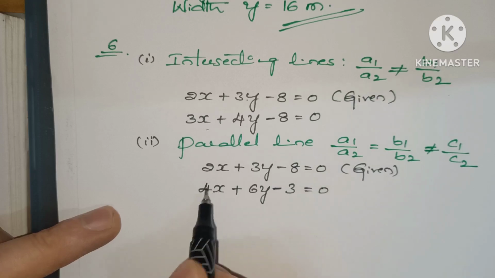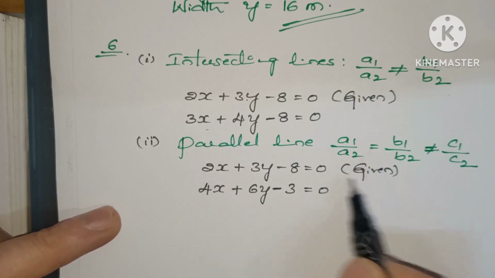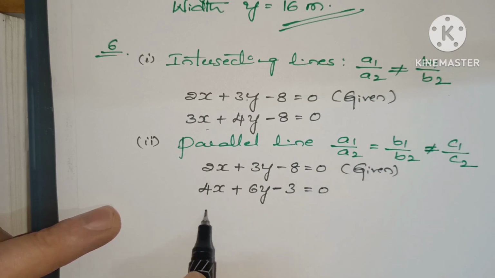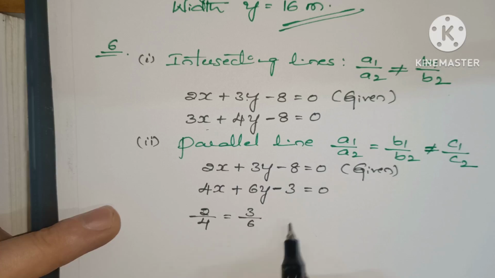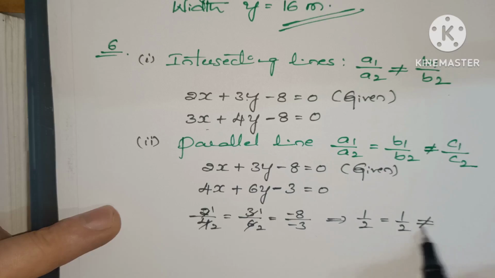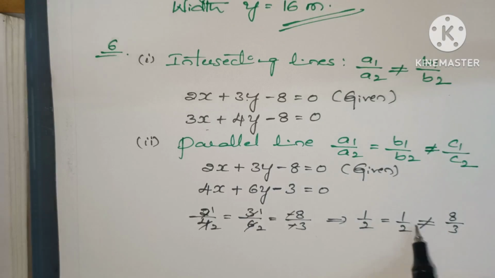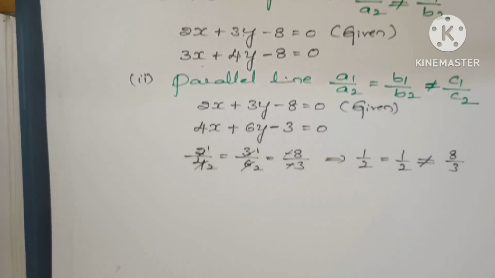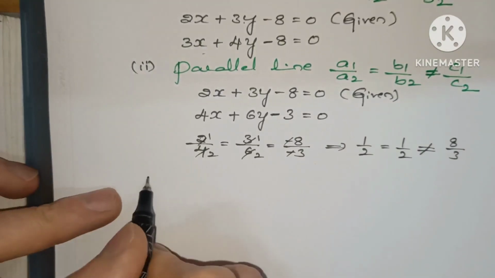Now you see, a1 by a2, 2 by 4 is equal to 3 by 6 is equal to minus 8 by minus 3. 2 ones are 2, 2 twos are 4, 3 ones are 3, 3 twos are 6. So finally, 1 by 2 is equal to 1 by 2, and that is not equal to 8 by 3. The minus cancels. So a1 by a2 is equal to b1 by b2 is not equal to c1 by c2. I hope you understood. Now let's move on to the next, the third one.